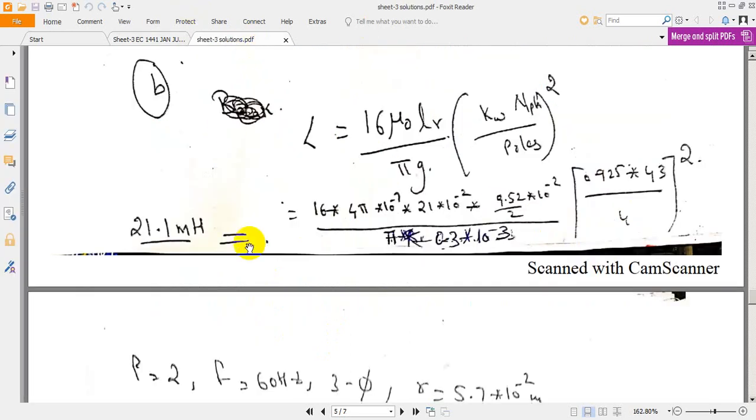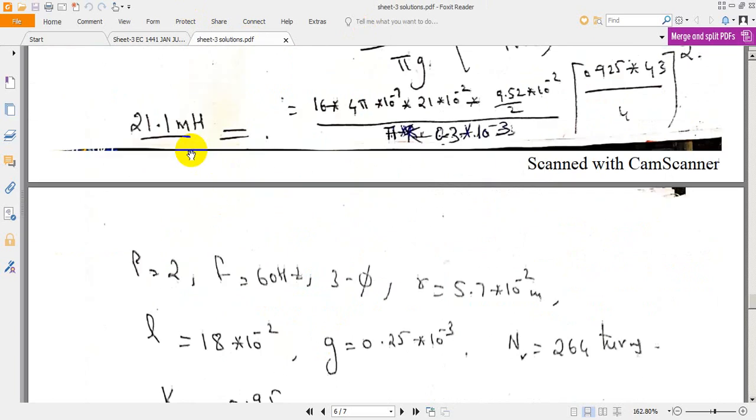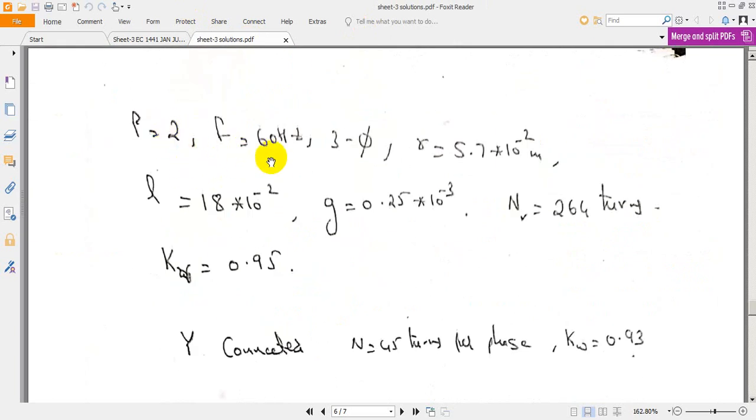To start with, the given data: P is equal to 2, frequency 60 Hertz. It is a 3-phase synchronous generator. Radius 5.7 into 10 power of minus 2.